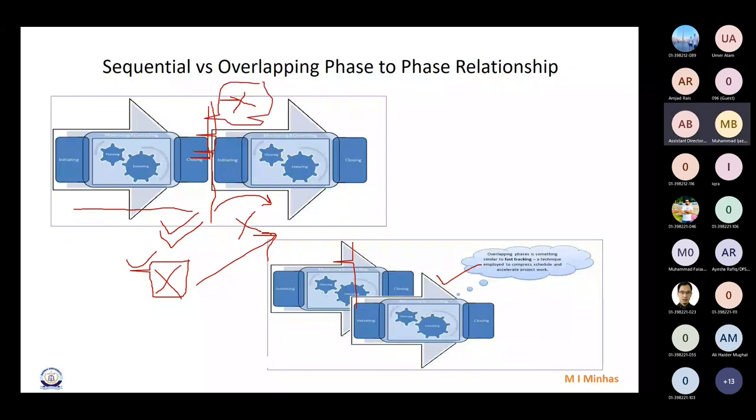That's good. But generally, when costs are not too high and we can take some risk, we go in this overlapping phase relationship. However, please remember one thing. Whenever you try to do things in parallel, like when you drive and try to attend a phone call, certain risks are introduced and rework increases. Rework increases, right?